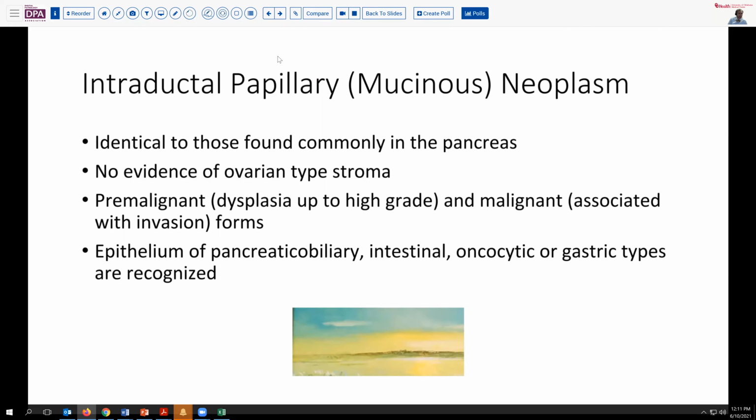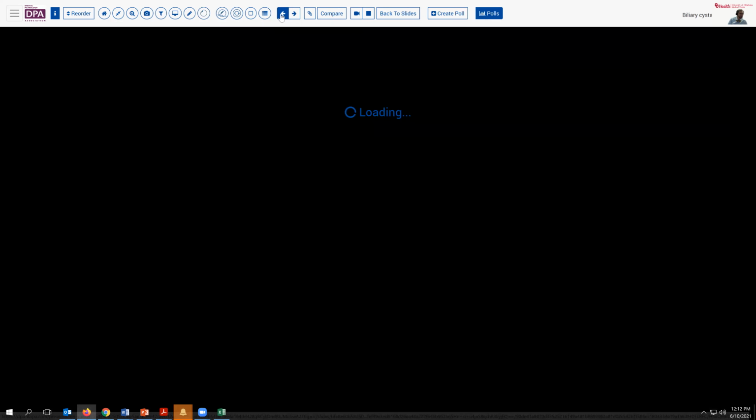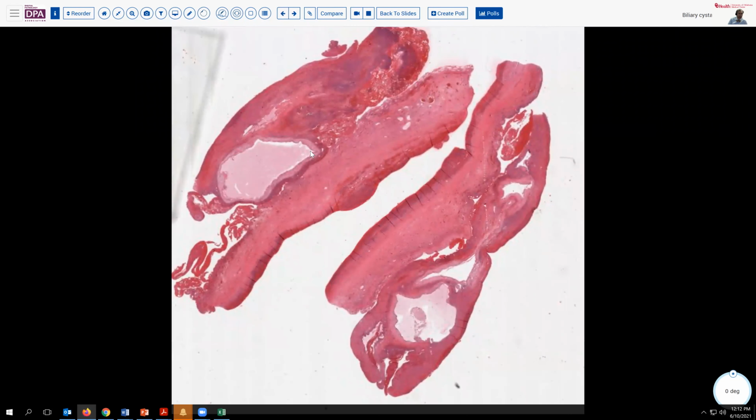IPMNs, essentially identical to what we're seeing in the pancreas, no evidence of ovarian stroma. And of course, these can have dysplasia and potentially even invasion. And the epithelium, as we see elsewhere in the pancreaticobiliary tract, can be variable, either mucinous or oncocytic or even gastric types, where in the pancreas, those have been split off into other classifications, but in the liver, at least under the current WHO, they're still classified here.